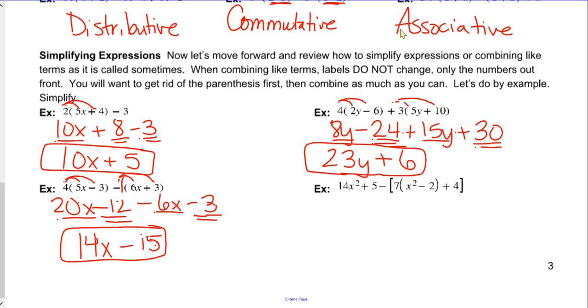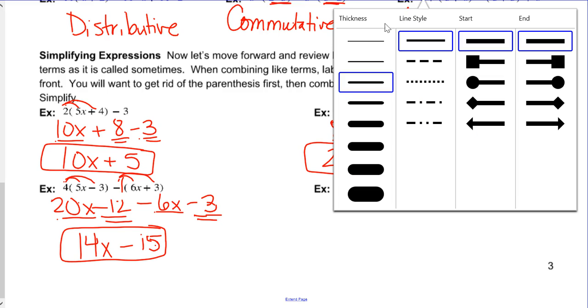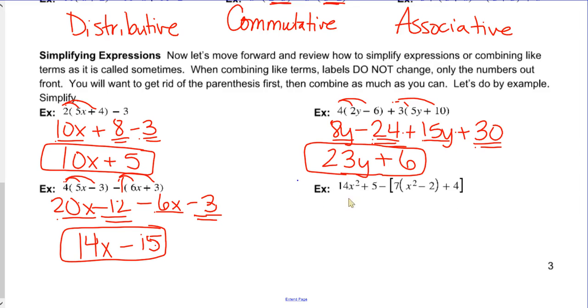All right, and our last one, I'll kind of change a color here so that we can see the difference, not run into that red one. All right, so here I've got two sets of parentheses. So you want to make sure that you work from the inside out. So I'm going to do this first, and all this other stuff I'm going to rewrite. 14x squared plus 5 minus 7 times a 1x squared, there's an invisible 1 there, gives me a 7x squared. And a +7 times a -2 is a -14. Now, that's only on those two terms. I do not have to multiply this +4 by 7. So I'm just going to rewrite the +4. And I need my grouping symbols also. That's very important.